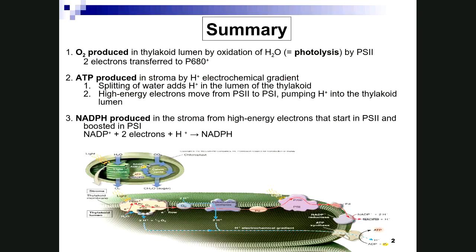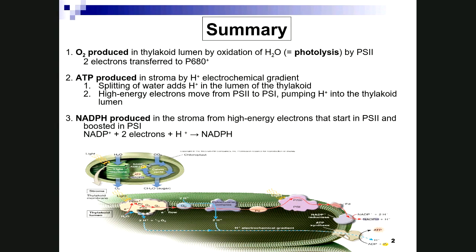All right, quick summary of all this here. So during this light-dependent reaction, a couple of things happen. Number one, we're producing oxygen, doing photolysis. We're also producing hydrogen ions and electrons that can be used in the next step. And we're producing ATP. ATP is produced because of the hydrogen ion electrochemical gradient that's used.